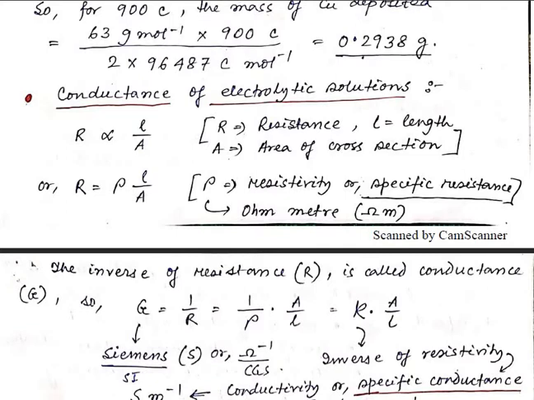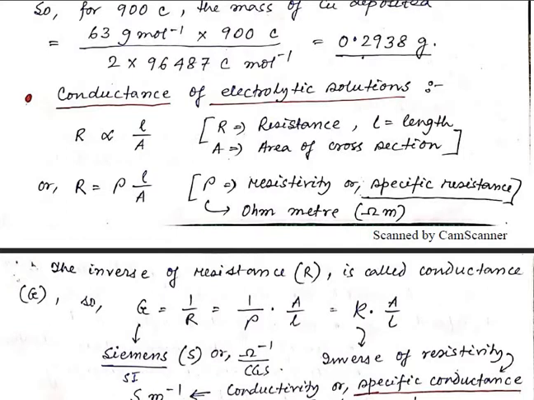So R is equal to rho into L by A in this mathematical expression, the unit of rho, that is ohm meter. That is very easy. You can write that rho is equal to RA by L. So R is ohm and A is centimeter square or meter square divided by L, that is centimeter. So it will give ohm meter. So the unit of the specific resistance or the resistivity, that is ohm meter.